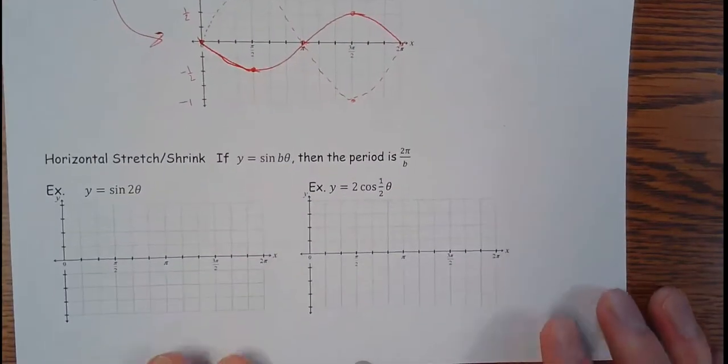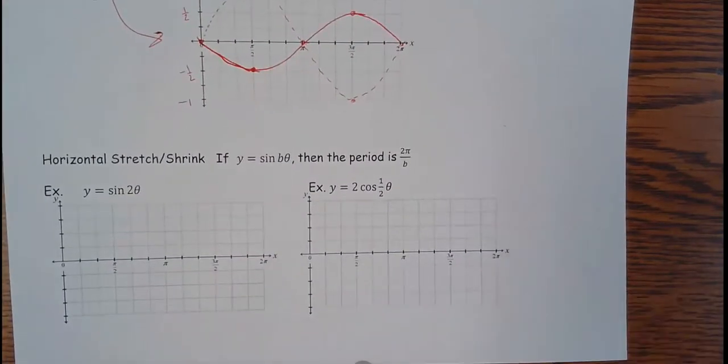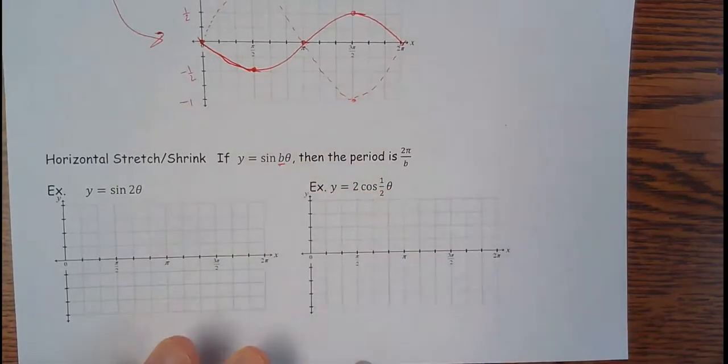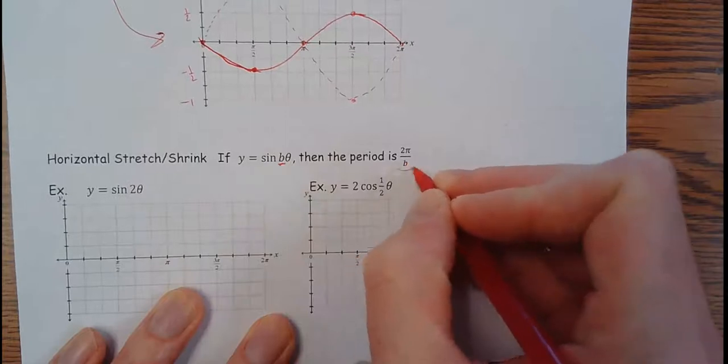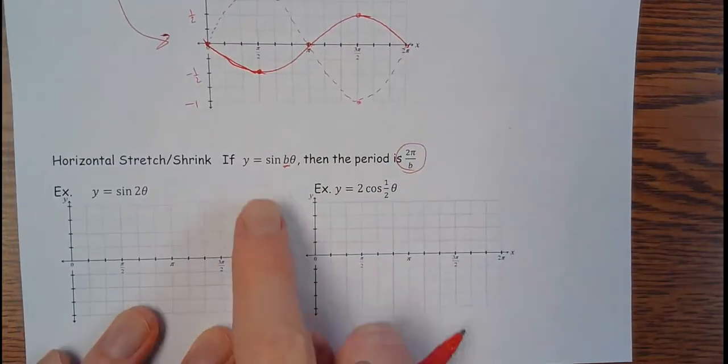Now horizontally, we'll keep it simple and say it changes the period. If it stretches, then it's going to move slower, which means the period is longer. If it shrinks, that means the period is faster. Something's happening more often, more quickly. And that is the number that's in front of theta. So if you put a number in front of theta, you're going to change how quickly it repeats, which stretches or shrinks it horizontally. And the period is going to be 2 pi over b, whatever that b is.